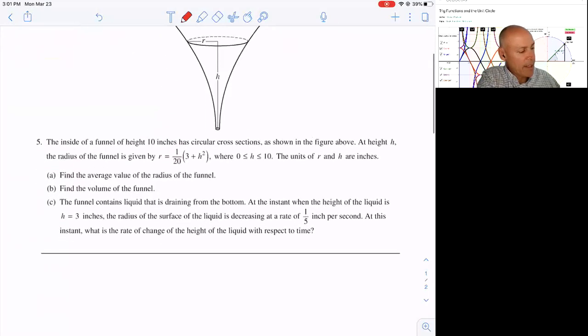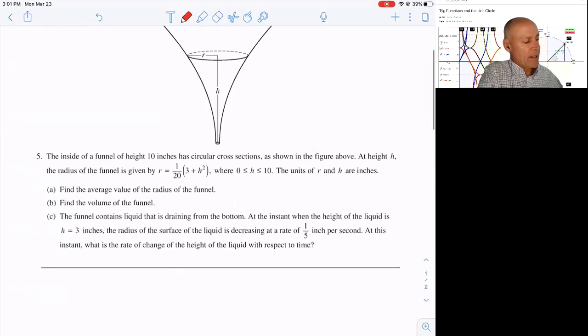First off, we're asked to find the average value of the radius of the funnel. Part B, we're asked to find the volume of the funnel. And then part C says the funnel contains liquid that is draining from the bottom. At the instance when the height of the liquid is h equals 3 inches, the radius of the surface of the liquid is decreasing at a rate of 1/5 inch per second. At this instant, what is the rate of change of the height of the liquid with respect to time? All right. Okay, so let's go ahead and dive in.